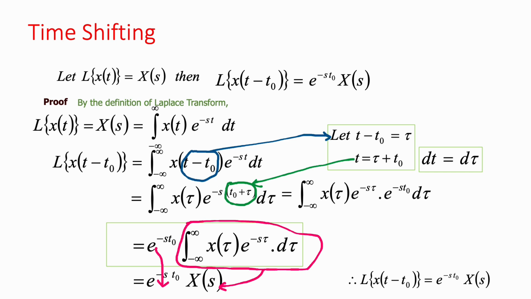Now you simplify this equation, and you will get the final answer. From this, e power minus s t naught you bring out, and the remaining term can be written as x of s. So if the input is x of t minus t naught, the response is e power minus s t naught x of s. Hence the property is proved.